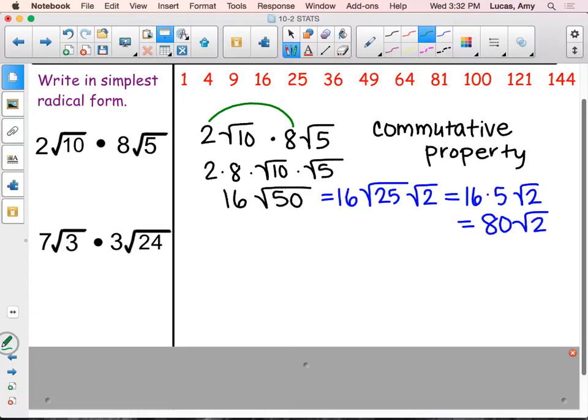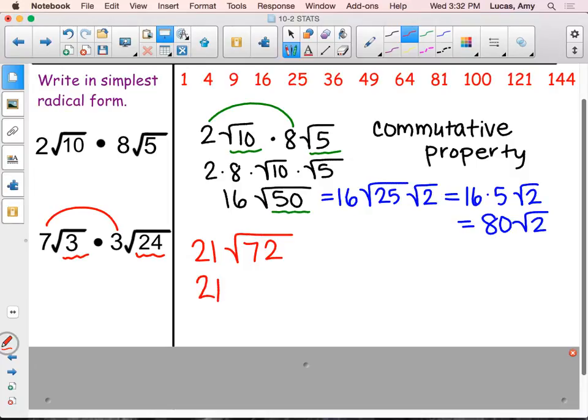I multiplied together 2 times 8, which was 16, and then I multiplied together 10 times 5 under the roots to get the square root of 50. And then I simplified it. So on this next one, it should be a little shorter process. I can multiply together 7 times 3, which is 21, and then multiply 3 times 24, which is 72. So 21 times the square root of 72.